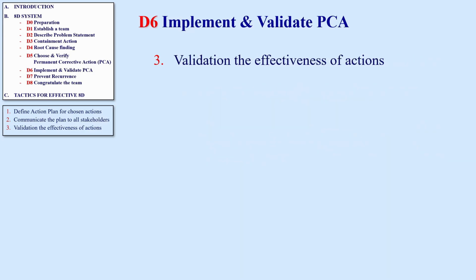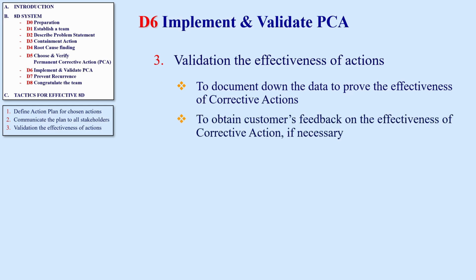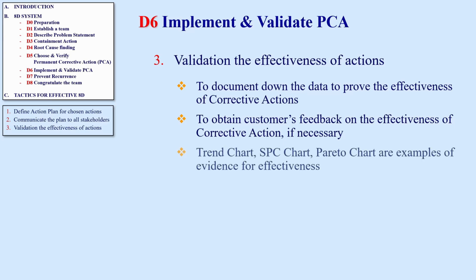The last step in D6 is validating the effectiveness of actions. The objective is to document the evidence that the corrective actions are effective. One of the best damage controls is to show your courtesy to the customer. Ensure they are able to reach you when they want to voice their concerns. Keep them in contact, and obtain their feedback on the effectiveness of the corrective action, if necessary. Examples of evidence for effectiveness include trend charts, SPC charts, and Pareto charts.